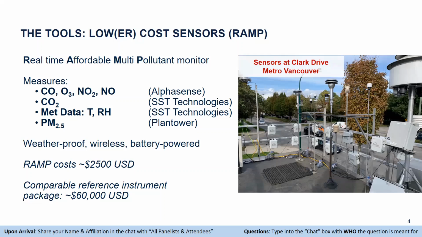And here on the right, you're seeing a picture of our RAMP sensors co-located at the Metro Vancouver station at Clark Drive, which is a major intersection with lots and lots of traffic, right beside a truck route, so lots of vehicles. And we used this co-location to actually do the calibration of our data before we began. So it's a highly traffic-impacted site to do our calibration for looking at vehicle emission factors.